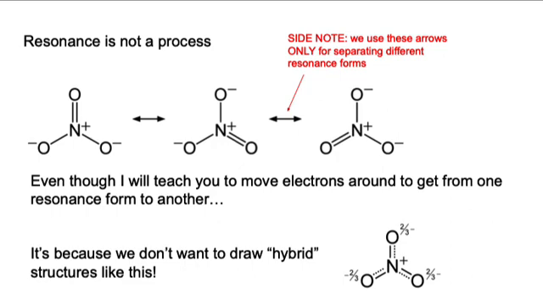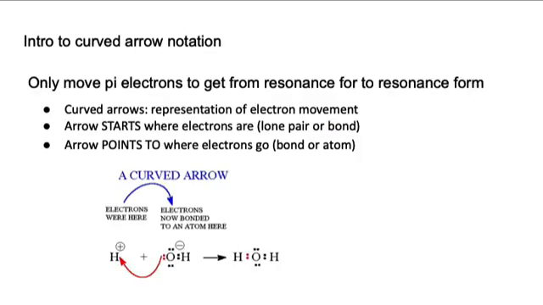And the last thing here, we will use this double-headed arrow only for resonance, and we must use it to separate resonance forms from one another. So we're going to be using curved arrows to show electron movement, and it's important to note a couple of things. We are only moving pi electrons, so that could be pi bonds, or electrons that are serving as lone pairs. And we are going to start the arrowhead where the electrons are and end the arrowhead where we want the electrons to now be. And that could be an atom or a bond.